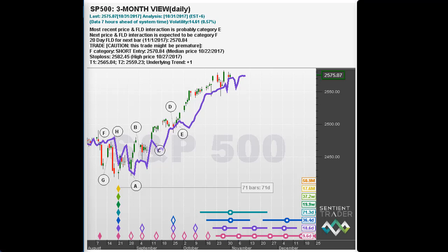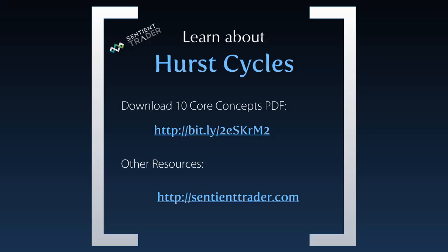And so entering a short category F trade at this time in the market, I believe, would be the wrong decision, because it might turn out to be a profitable trade, but the odds are stacked against it. And that is the kind of thinking process that you need to go through when considering your trading opportunities on Hurst signals.